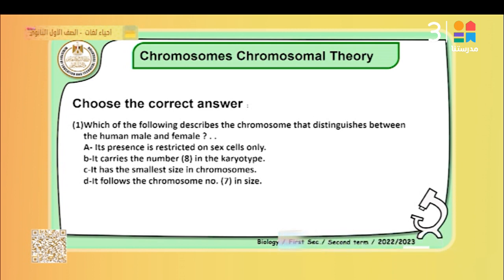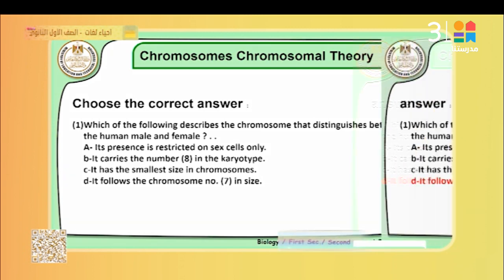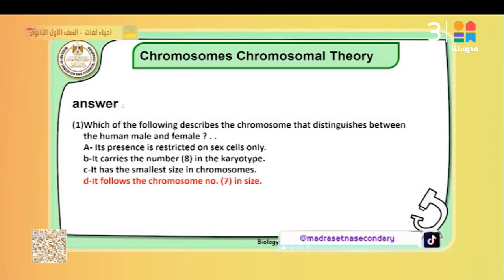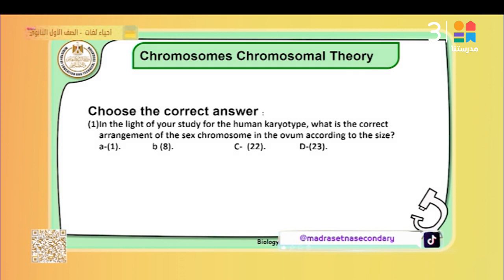It has the smallest size among the chromosomes? No, not the smallest size. According to size, it comes after pair number 7. So the best answer is D, it follows chromosome number 7 in size. Okay, this is the best answer. That's right.